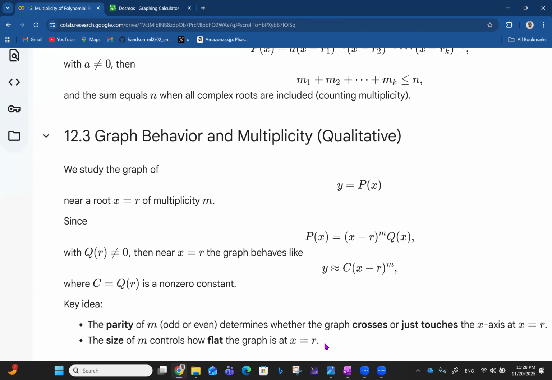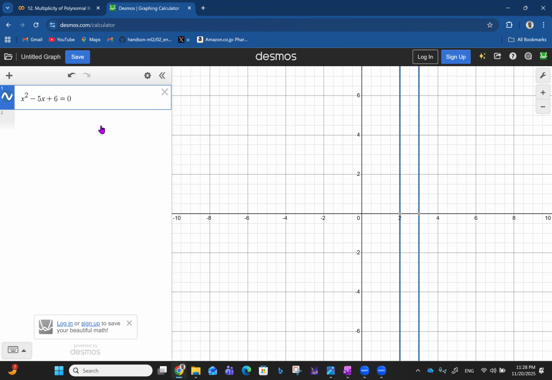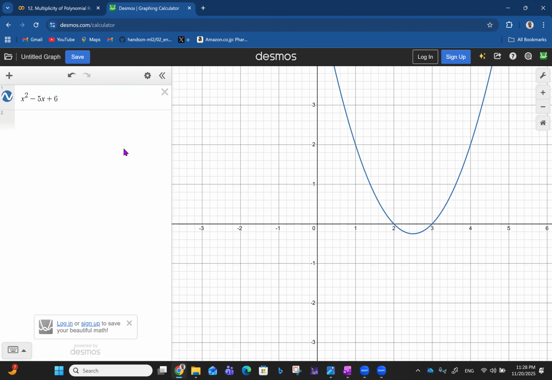And I give you a very simple example: x raised to power 2 minus 5x plus 6 equals 0. Okay, let me just leave it this way then. So clearly you see the solutions at 2 and 3, so they cross at those points.